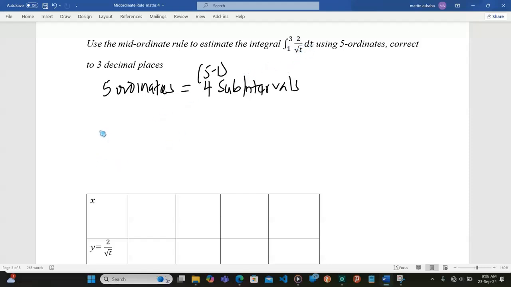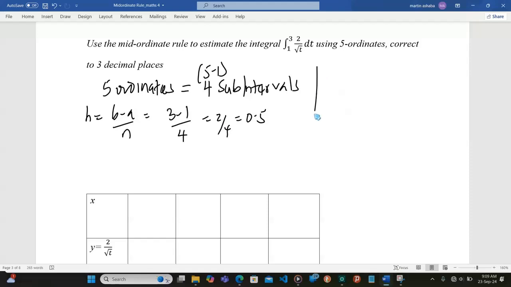So what does that mean? We are going to look for h, which is the width of each sub-interval. So what is h? h is b minus a over n, where b is the upper limit, a is the lower limit, and this is divided by n. So this is going to be 3 minus 1 divided by n, which is 4. This is 2 over 4, and this is 0.5.